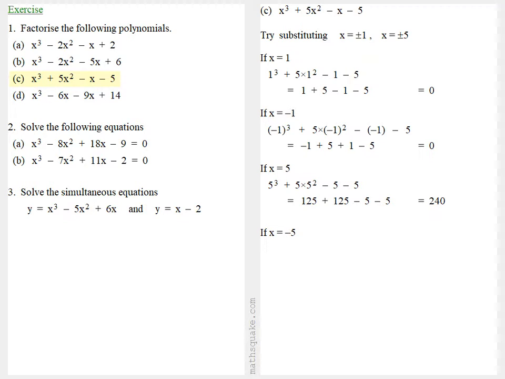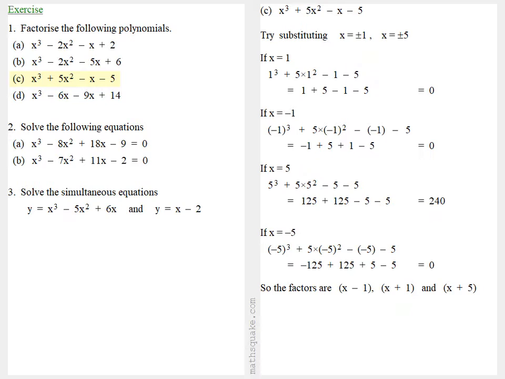If x is minus 5, we have minus 5 cubed plus 5 times minus 5 squared minus minus 5 minus 5, which is minus 125 plus 125 plus 5 minus 5, which is equal to 0. So the polynomial is 0 when x is equal to 1, x is equal to minus 1, and x is equal to minus 5. So the factors are x minus 1, x plus 1, and x plus 5. So the original cubic factorizes as x minus 1 into x plus 1 into x plus 5.